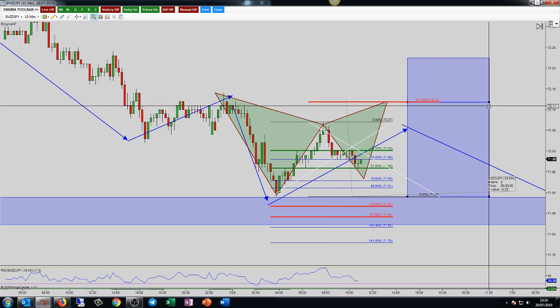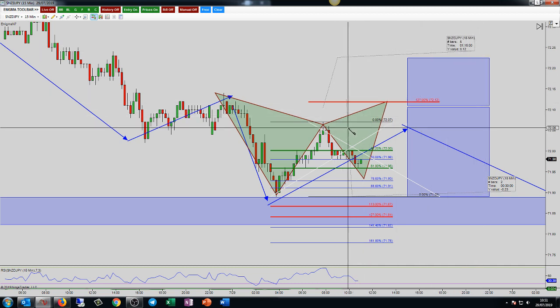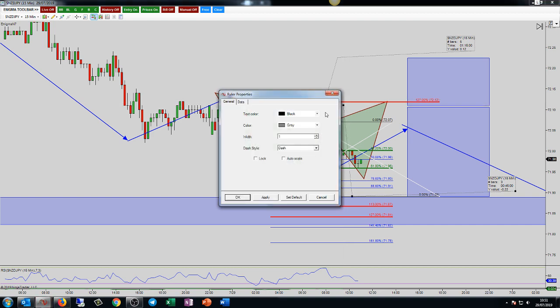I would personally increase this and make it a full 10 pips of risk. You do also want to front run by a pip. So it would be 11 or 12 pips of risk for a potential reward of 22.